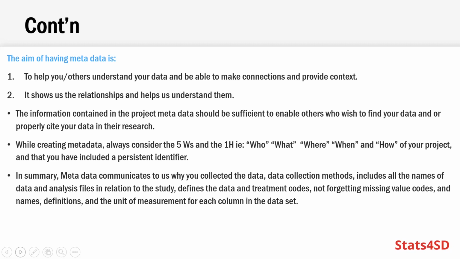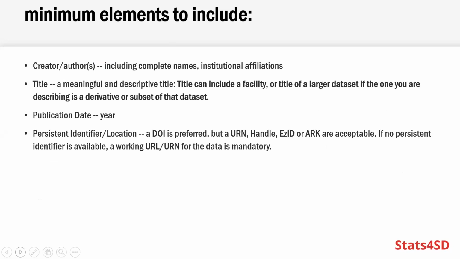So metadata, in summary, is communicating to us why you collected the data, the collection methods, and includes all the names of the data and analysis files that are related to a given study. Define the data and treatment codes. We've looked at those, the data dictionary and then the study catalog. So that's all the information that is contained in those. And we talked about missing data codes. These should also be included in your metadata, as well as the units of measurement for the different columns within a data set.